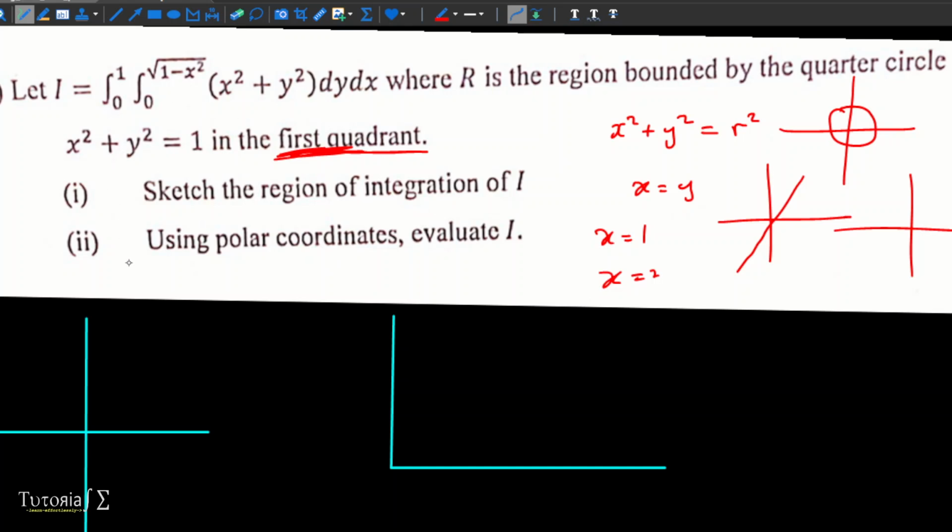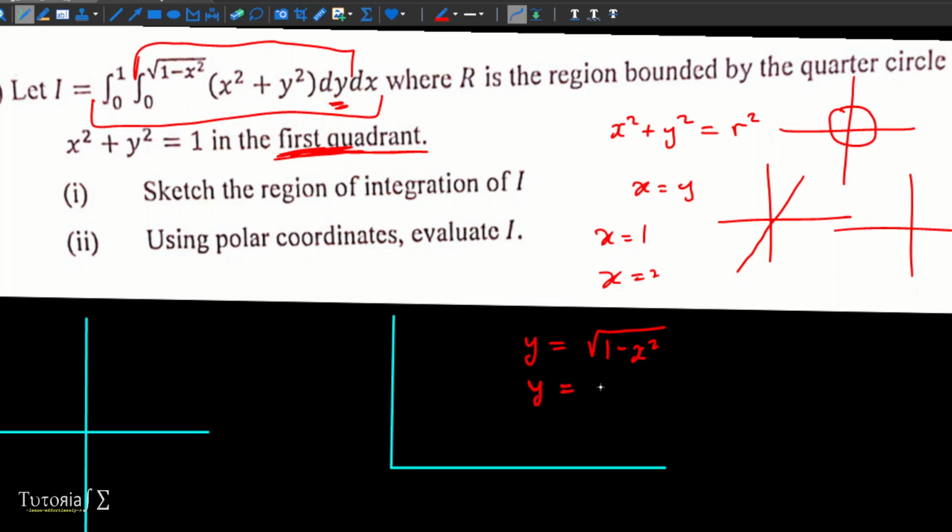So now, when we want to sketch the region, we look at the integrals that we have. Notice that on the inside you have dy, then on the outside you have dx. This means that you get the variable that is inside and pair it with the boundaries. So here, y equals the square root of 1 minus x squared, which is on top, so it is the upper boundary. Then the other one is y equals 0, at the bottom.